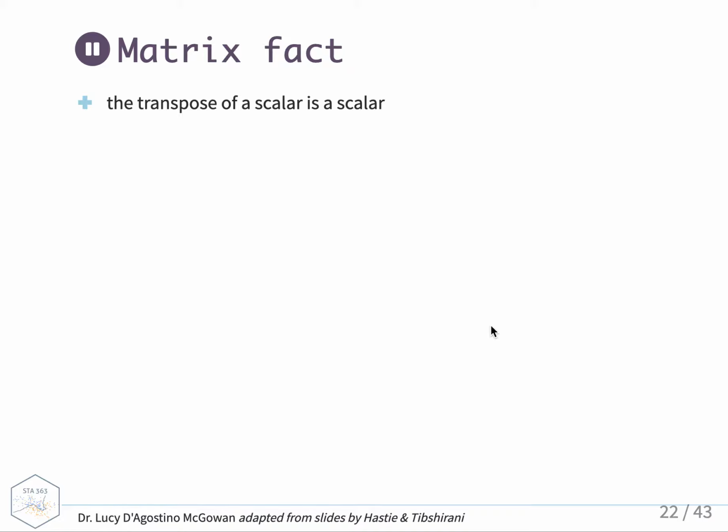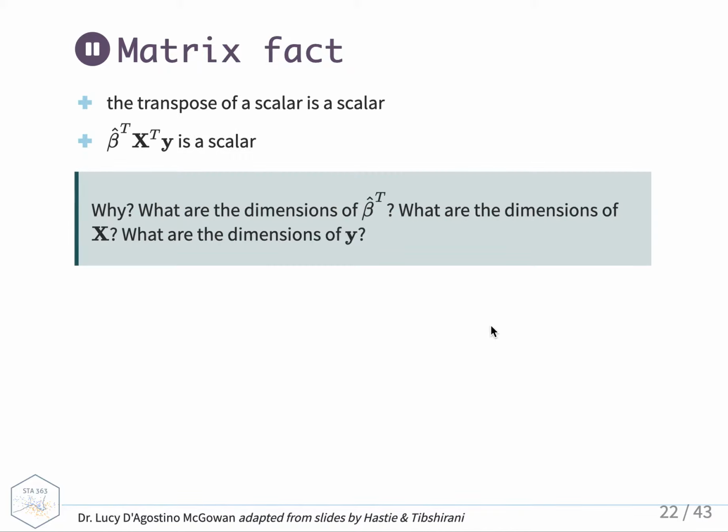Okay, so here's another matrix fact. The transpose of a scalar is a scalar. So what does that mean? Well, a scalar is just a single number, so not a matrix, not a vector, just a single number, like 1 or 2 or n. These are scalars. And so if we think about the dimensions of beta transpose x transpose y, that's going to be just a 1 by 1 matrix.